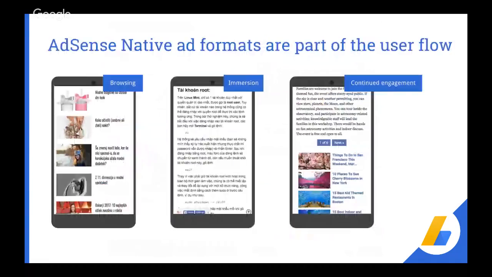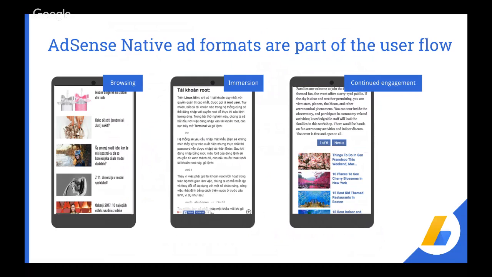Next slide, please. So the AdSense native ad formats are basically a part of the user flow. And I think that this is very, very important for you to remember, because there is a browsing flow, there is an immersion flow, and continued engagement. So the browsing flow refers to the feed, and the feed is very important because the feed supports the in-feed native ad. So the in-feed native ad can only be implemented in the feed, and this is very important because you cannot implement it anywhere.